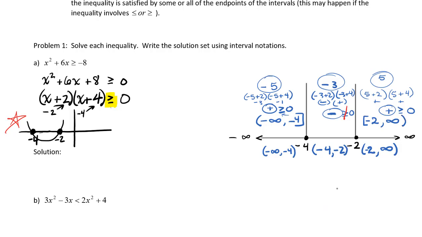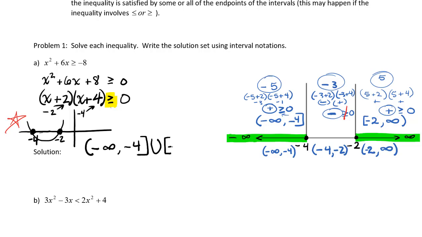So the solutions that make this true are the solutions from negative infinity up to and including negative 4, and negative 2, including negative 2, to positive infinity. This is the interval for which the inequality is true. So my solution is negative infinity to negative 4, close bracket. And I used an open parenthesis because infinities don't have brackets on them. Union, bracket, negative 2, comma, infinity, close parenthesis.